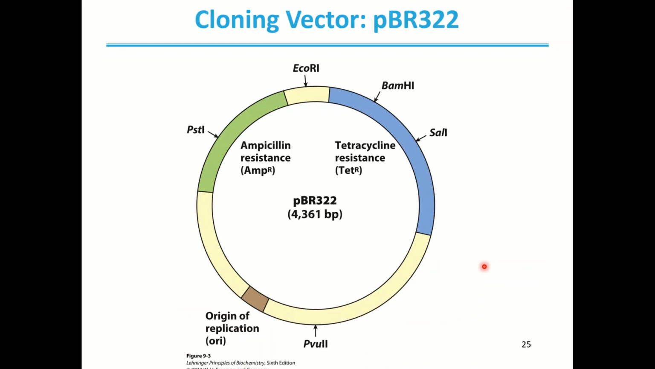Okay. So here's a cloning vector, and this is one of the first cloning vectors that was produced. The p stands for plasmid, the lowercase p, BR322. And it's fairly simple. You have an ampicillin resistance gene. You have a tetracycline resistance gene. So that's another antibiotic selection gene. And then you have an origin of replication. And then there are only 5 restriction sites that are listed here.